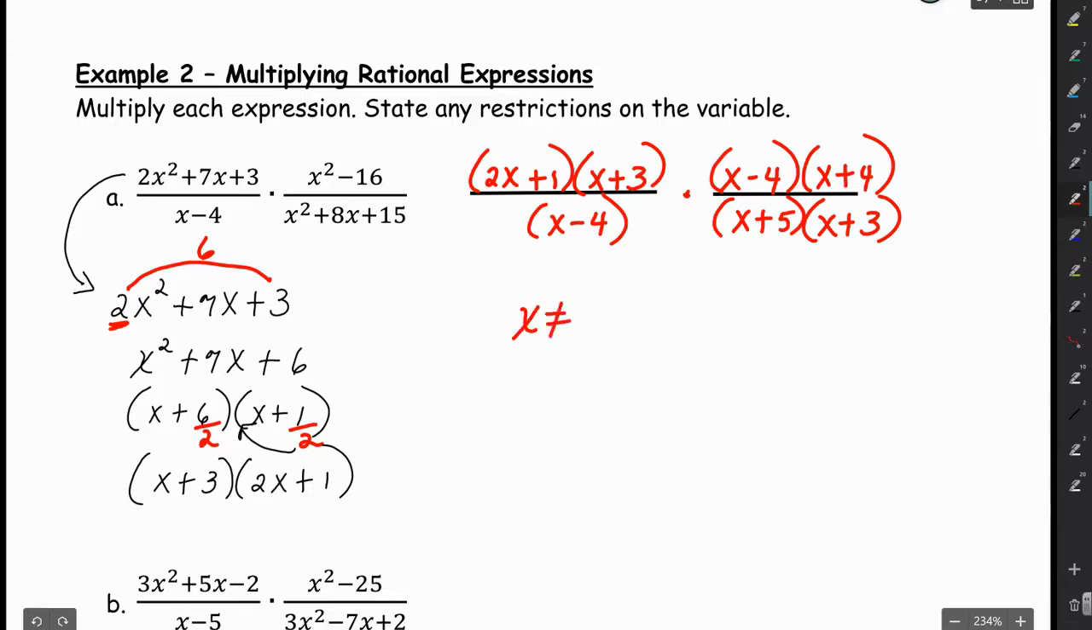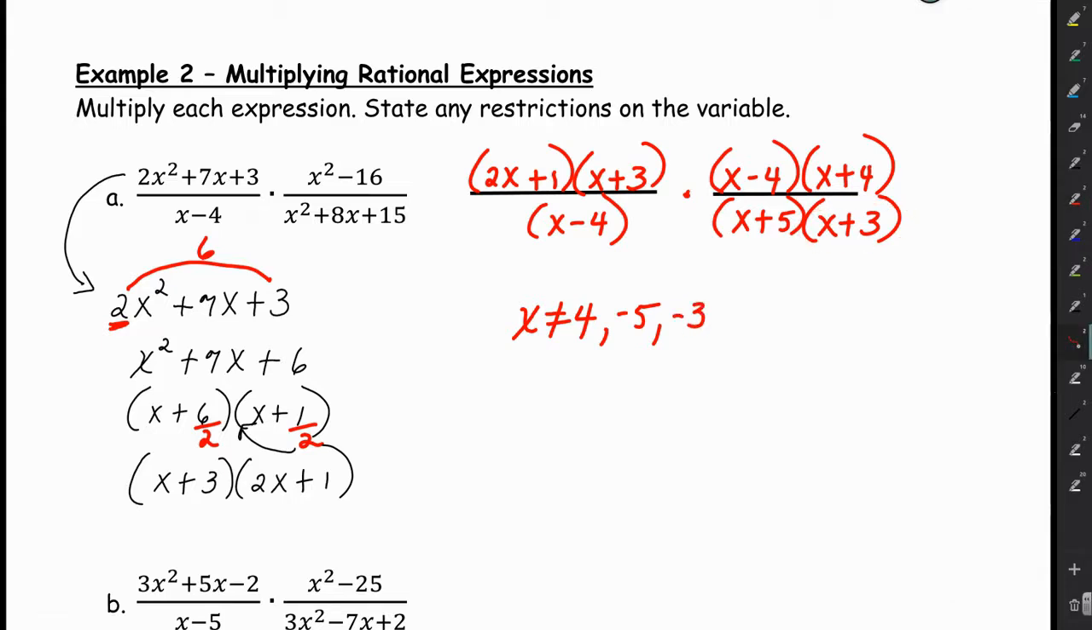X cannot equal 4 because of this guy. X cannot equal -5 because of this guy. And x cannot equal -3 because of this guy.